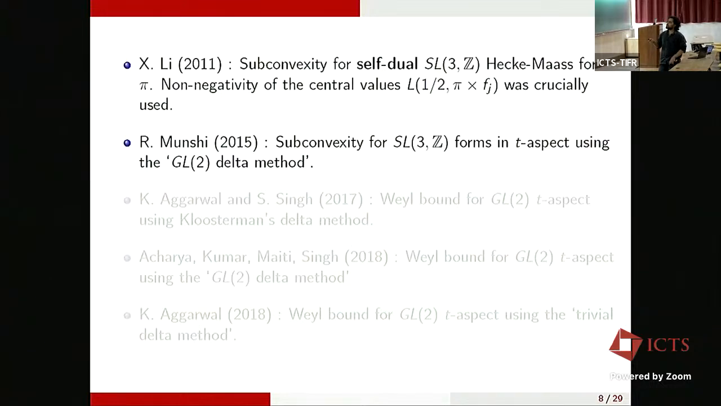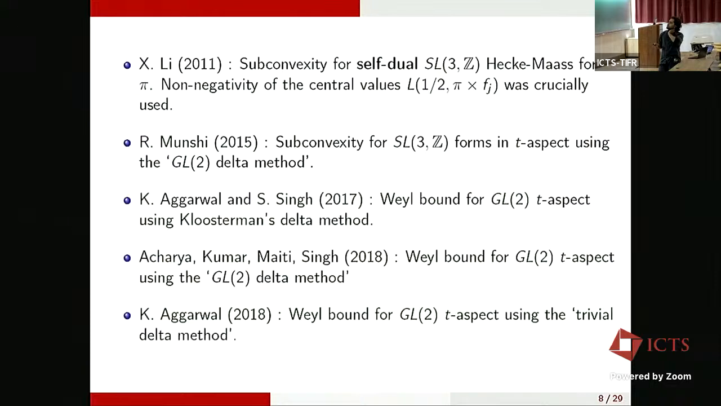After this, many subsequent works were done using the delta method approach for higher degree L-functions, and I'll mention some of them. One of them is the work by Keshav and Saurabh. They recovered the GL2 Weyl bound in the T aspect using the Kloosterman delta method. And then we also have the work of Acharya, Kumar, Mehta and Singh, where they also recover the Weyl bound for GL2 in the T aspect using the GL2 delta method that Ritabrata used in this case.